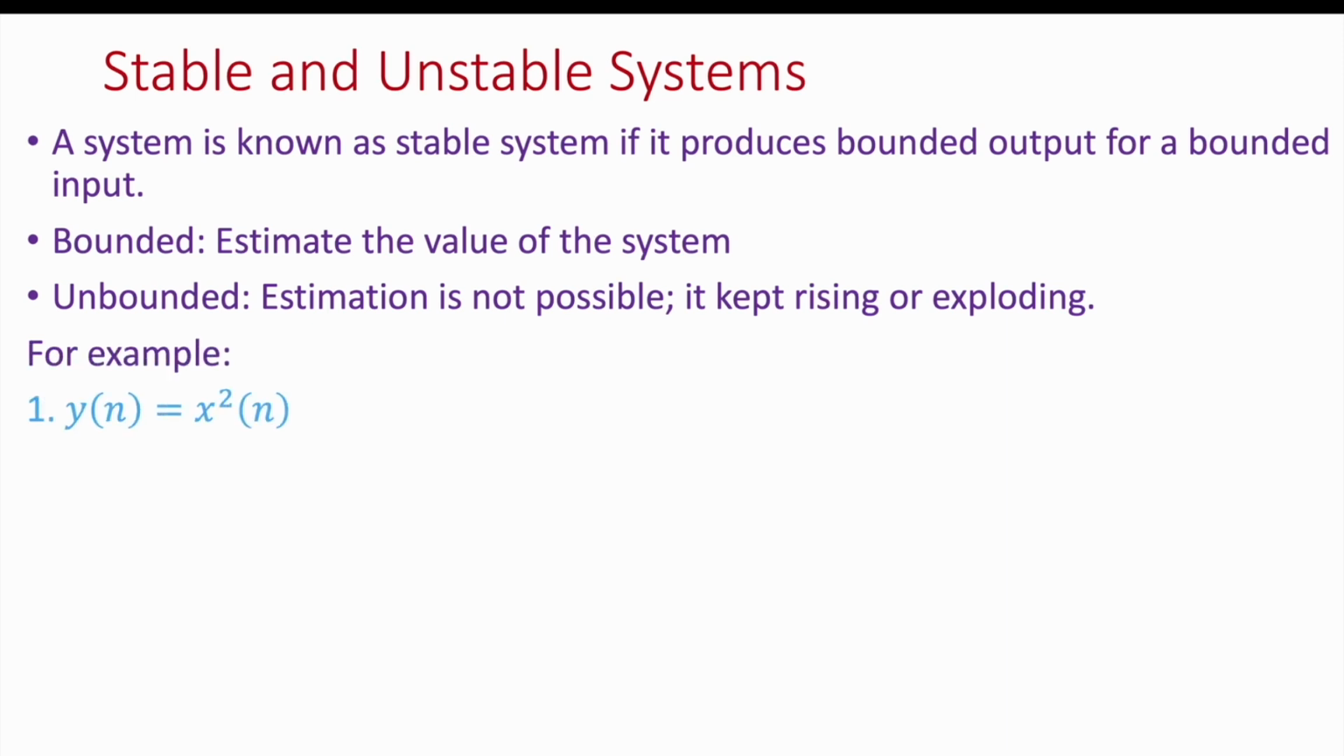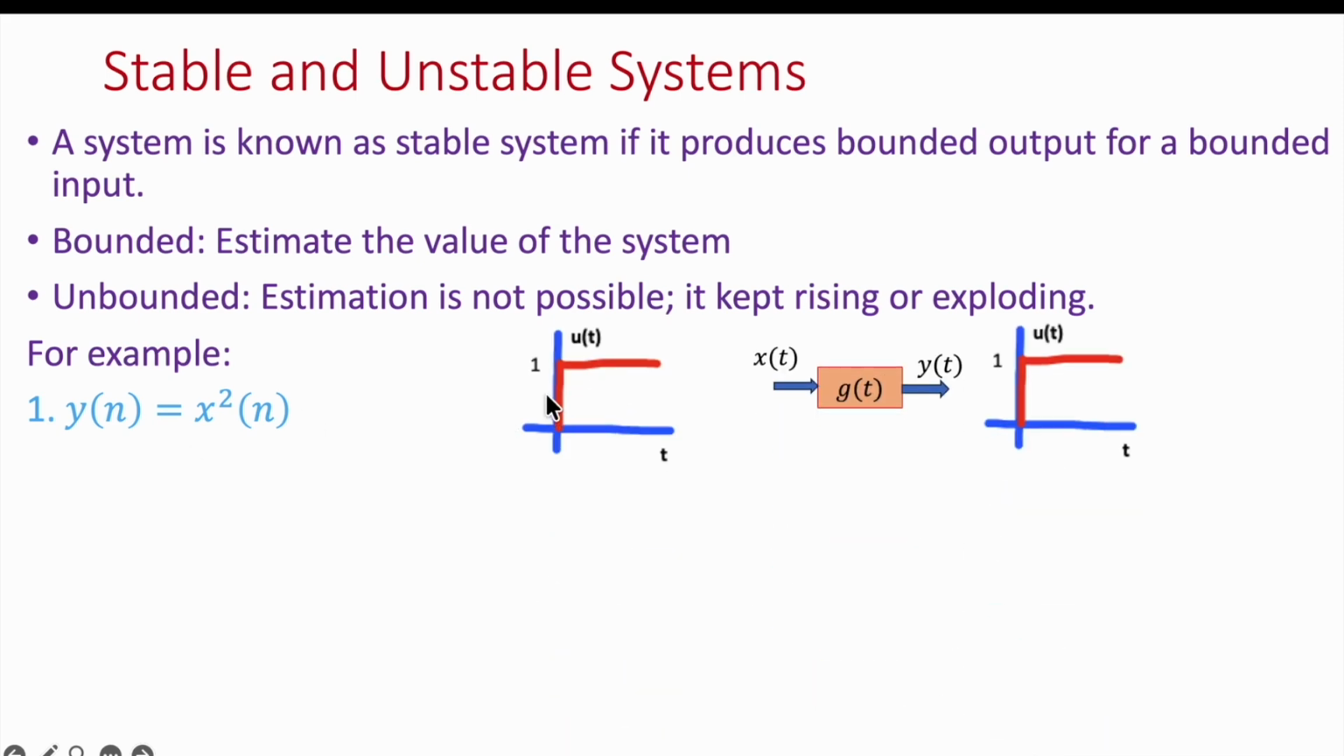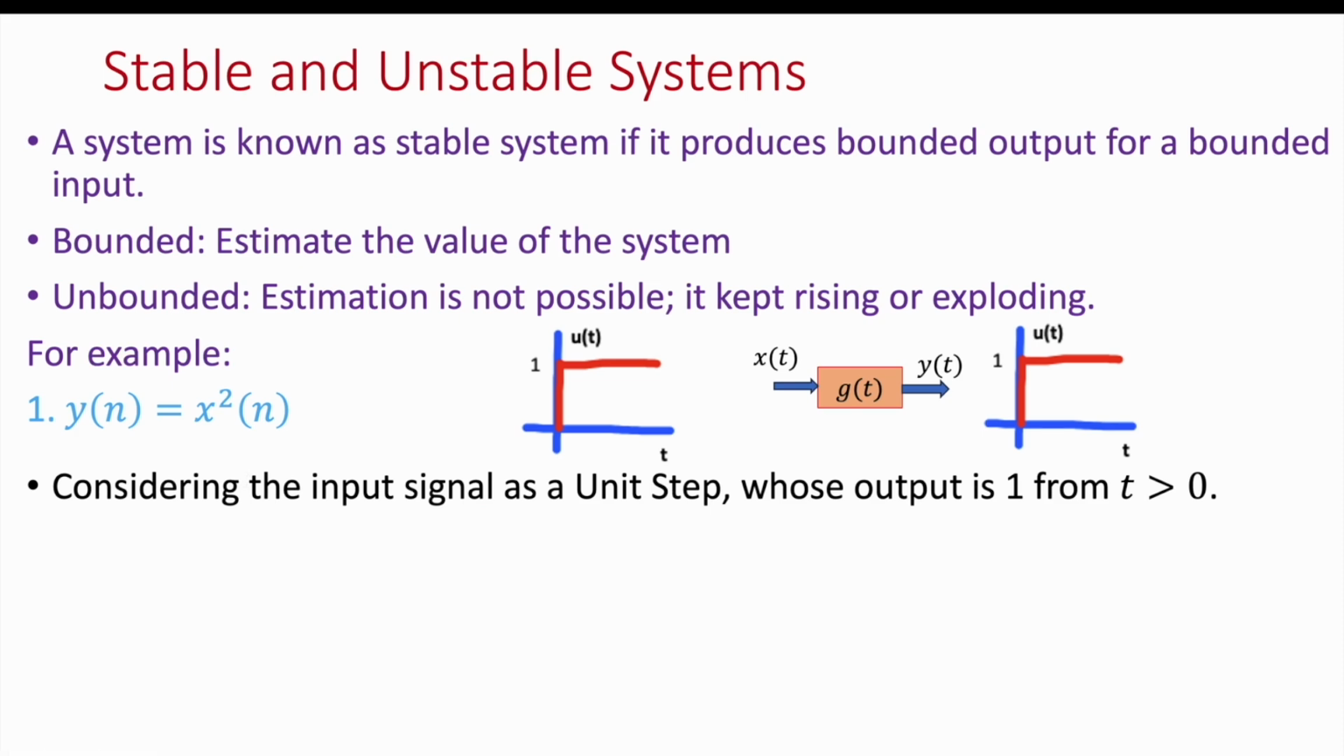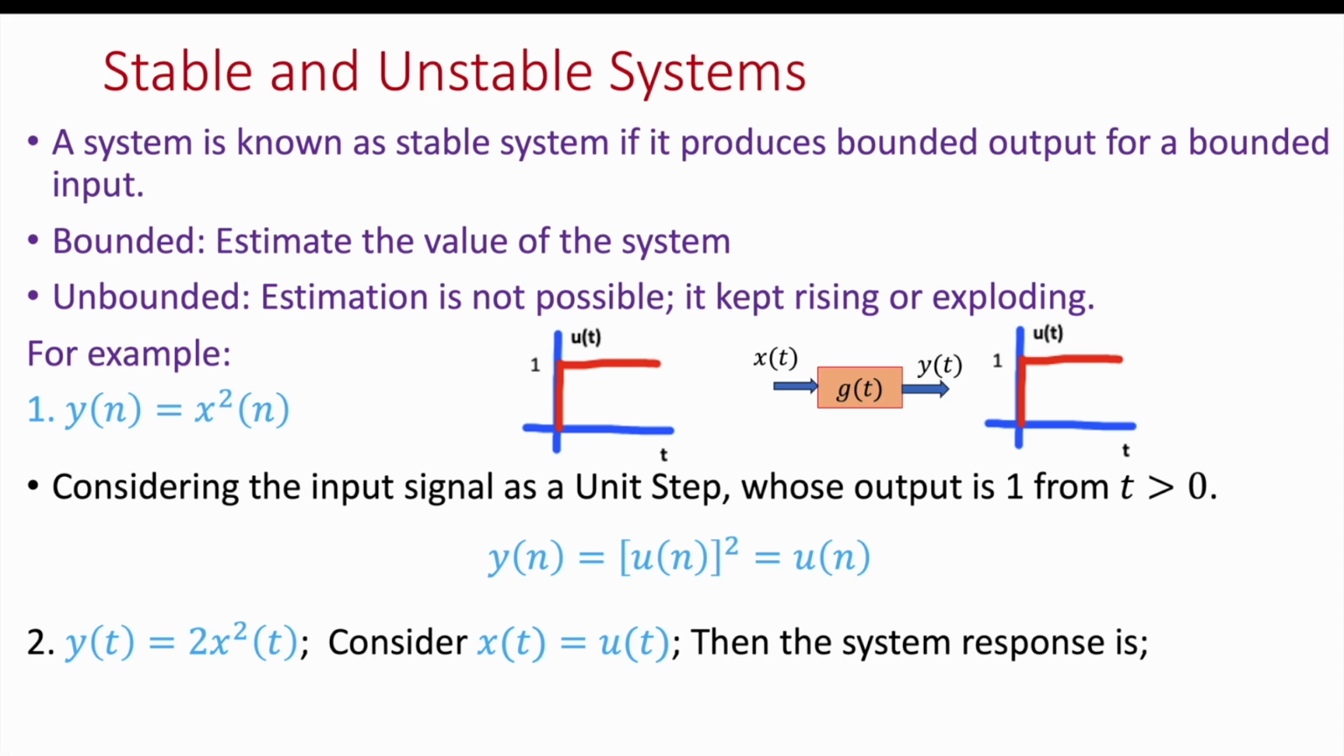For example, if you write the response of a system as y(n) = x²(n), whatever the input of the system, it will keep squaring it. If you take the unit step as the input and apply it to this system, the square of the unit step is again a unit step. So the input is bounded and the output is again bounded. So you can say that this system is a stable system.